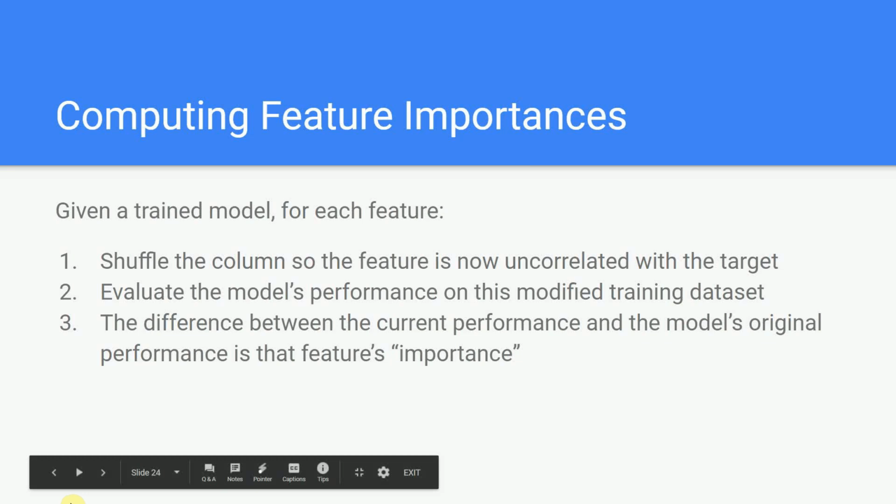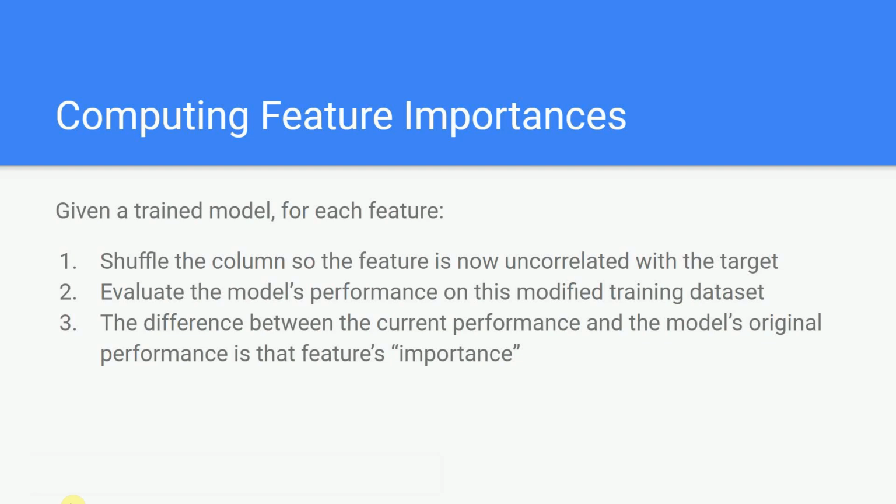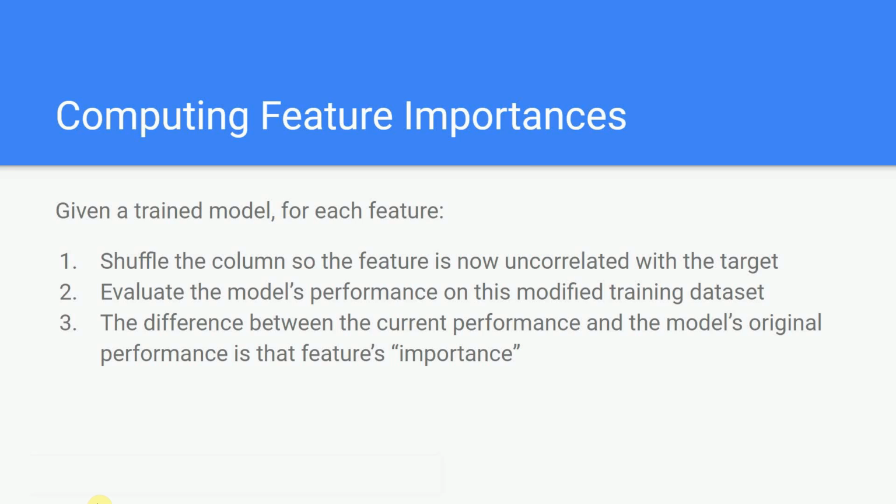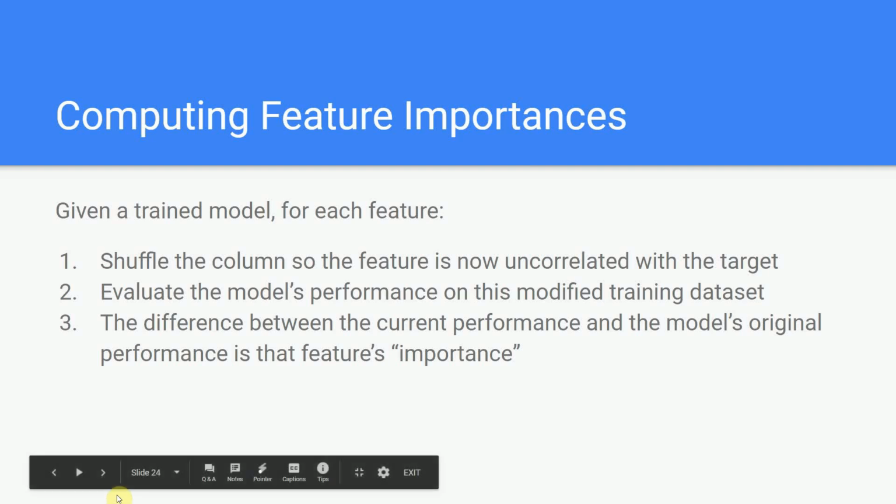We're going to do the following. Basically, we're going to shuffle each column. We have our data set, with columns which are our features and different values for each example. Essentially, we're going to shuffle each feature, so it's uncorrelated now with our target. Then we're going to evaluate the model's performance on the training data set. How much worse the model does with the shuffled feature versus the actual feature is how important that feature is, which intuitively makes sense, right?